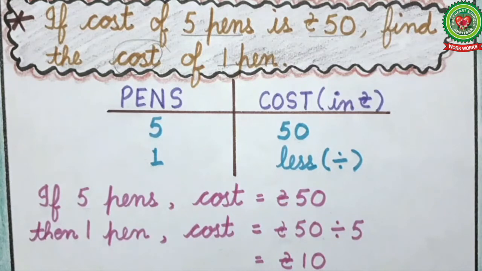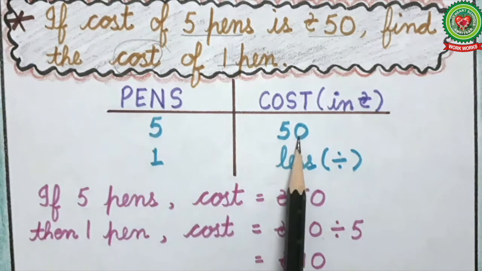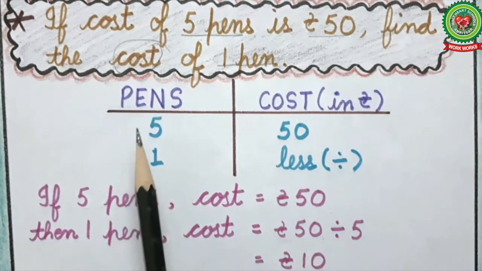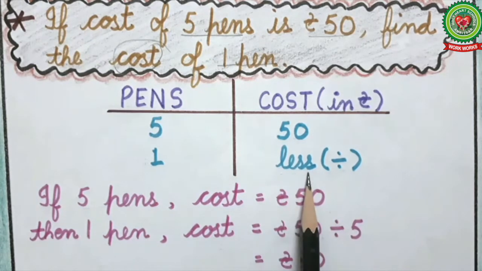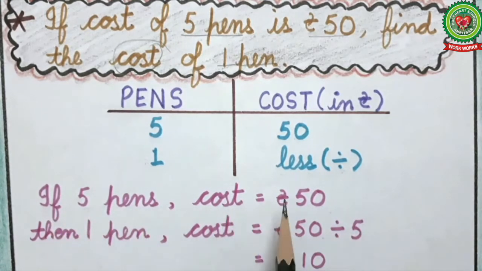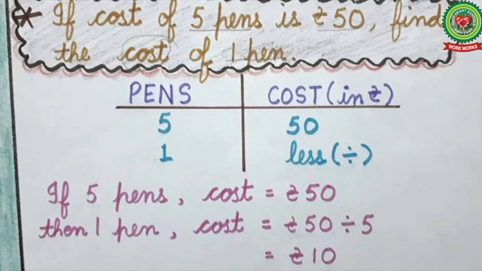Students, we know these type of questions can be solved by divide method. Here 5 pens cost is 50. We need to find 1 pen cost. If number of pens reduces, cost will also reduce. Here less will come, less means divide. So if 5 pens cost is equal to rupees 50, then 1 pen cost is equal to 50 divided by 5. Rupees 10 is our answer. So these are the examples which we have already done in our earlier classes under the topic multiplication and division.